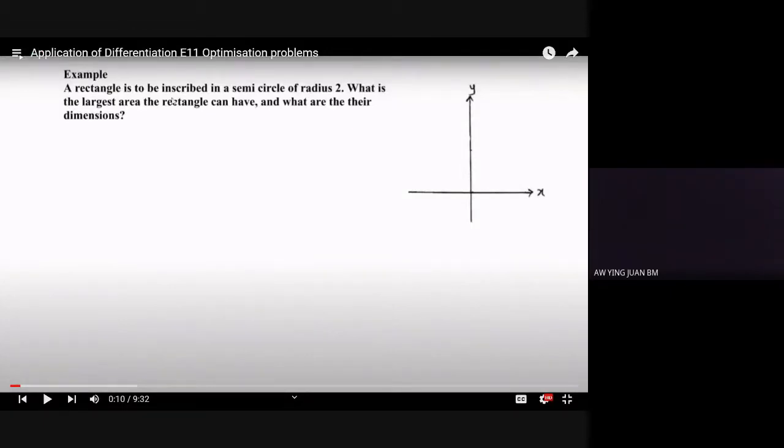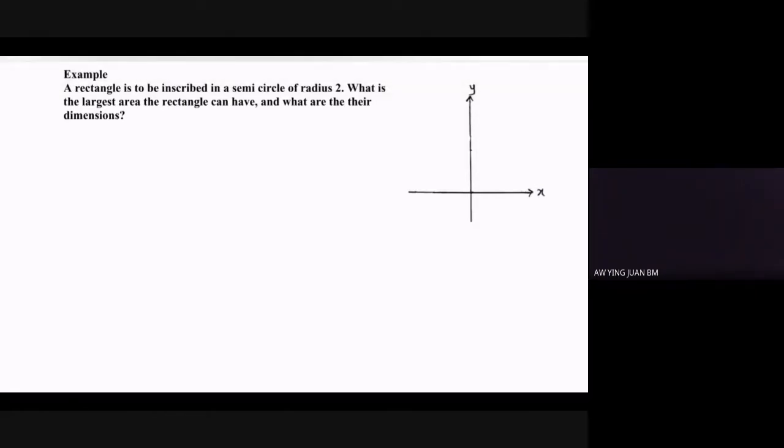So cuba baca soalan lah dan lukis keadaan itu. A rectangle is to be inscribed in a semicircle of radius 2. So on the right hand side, we have the xy axis. Here we have a semicircle of radius 2. Next, what we have to do is to inscribe a rectangle into the semicircle. Then we have to add on the information where we have y and we have x as a horizontal line. Next, given that we have a radius, which is 2. What is the largest area the rectangle can have? And what are their dimensions?